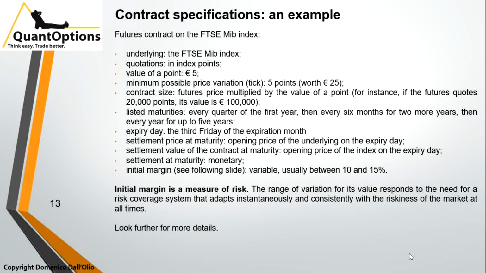Initial margin, just to give it a first definition, is a measure of risk. The range of variation for its value responds to the need for a risk coverage system that adapts instantaneously and consistently with the riskiness of the market at all times. Look further for more details.